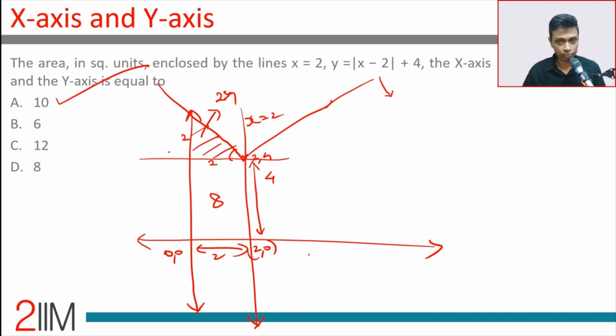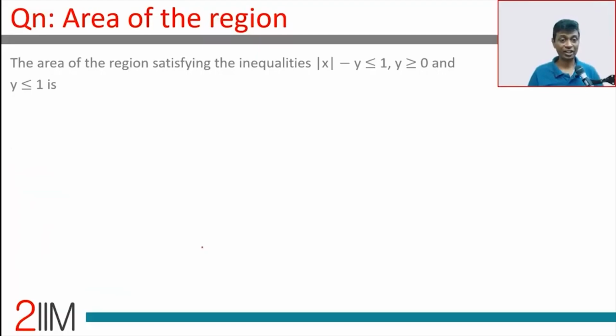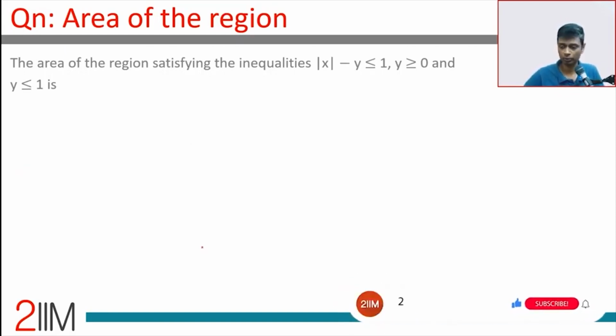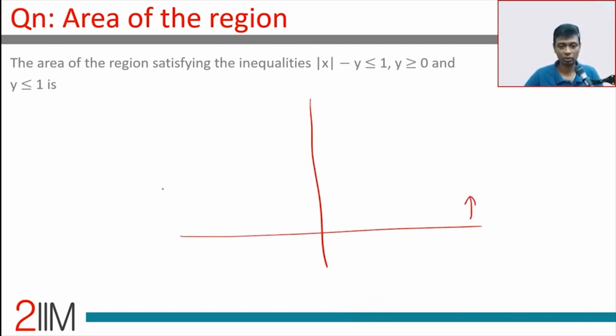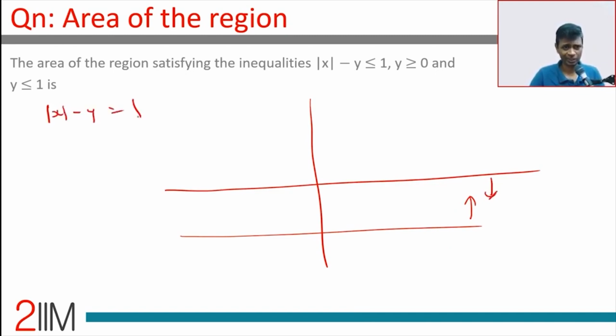Then you're through. The area of the region satisfying the inequalities mod x minus y less than or equal to 1, y greater than or equal to 0, y less than or equal to 1 is beautiful. Let's draw this one. Y greater than or equal to 0. This is this. Y less than or equal to 1. Y equal to 1 is this region. We're talking about this band. Mod x minus y less than or equal to 1. Okay, mod x minus y equal to 1, or y equals mod x minus 1.